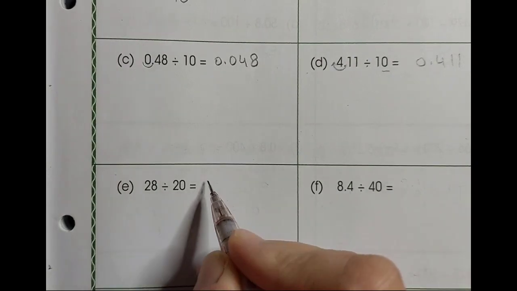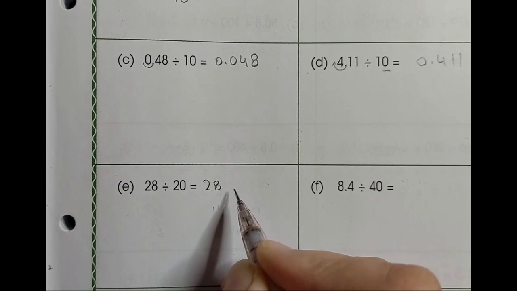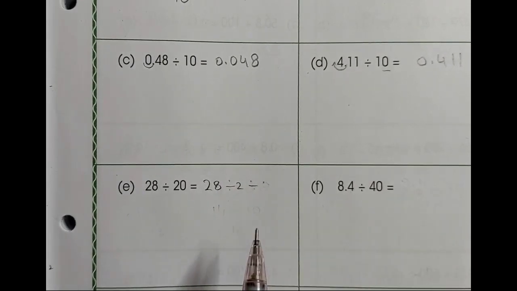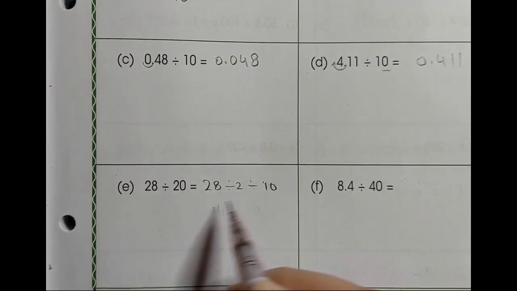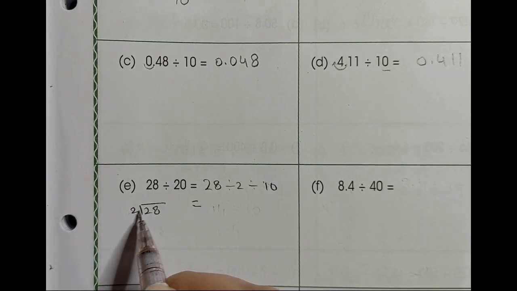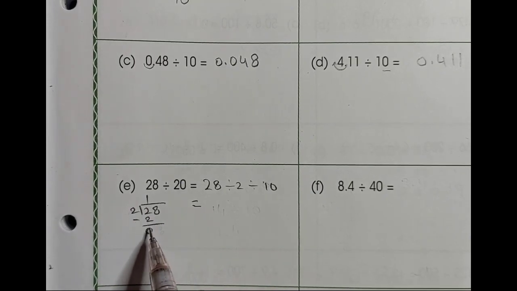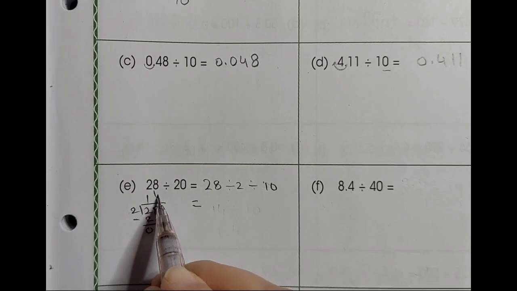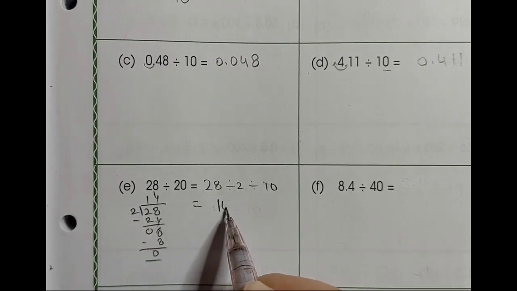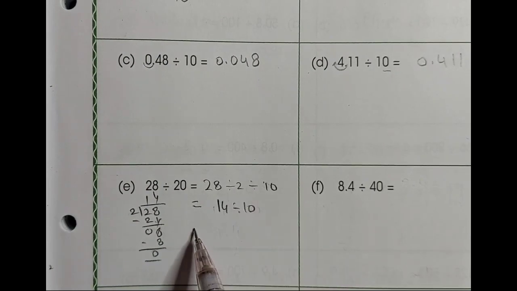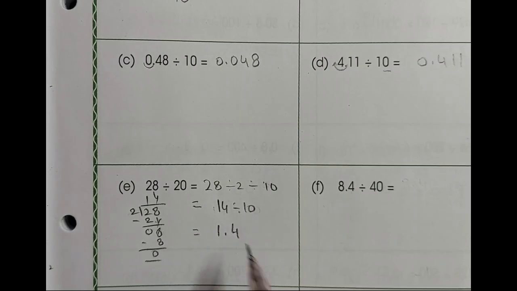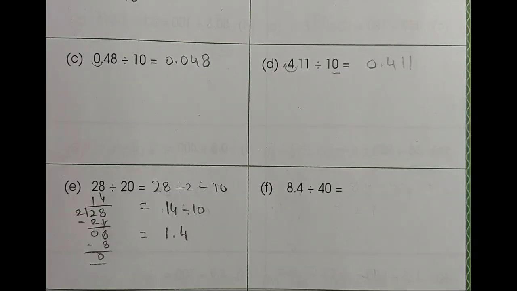Okay, now part E is 28 divided by 20. So what we have to do, we have to first of all split 20 into 2 and 10. So when you divide 28 by 2, 2 1s are 2, 0, 8, 2 4s are 8. So our question will become what? 14 divided by 10. Now we have to move the decimal one decimal place. It will become 1.4.